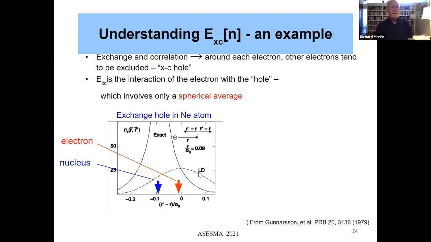Now, would you consider this local density approximation, the dashed line, to be a good approximation to the actual exchange correlation, the solid line?